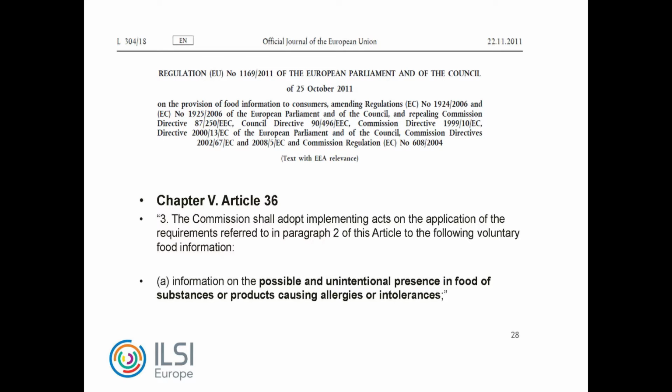So, what Article 36 declares is that the Commission shall adopt implementing acts on the application of requirements and so on, referred to in paragraph 2, etc., on the information on the possible and unintentional presence in food of substances or products causing allergies or intolerances. Unfortunately, of course, they didn't say when they should be doing it by. So the Commission don't have a definite date yet, I think, or have not been pressed into that.